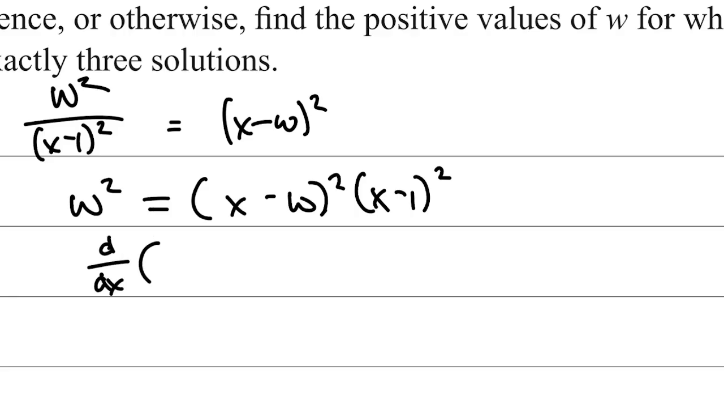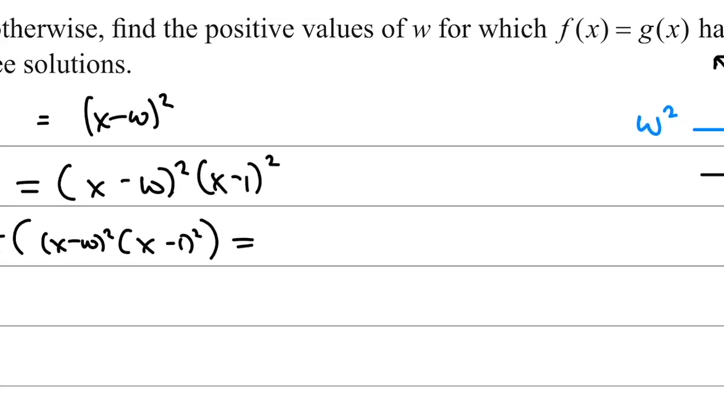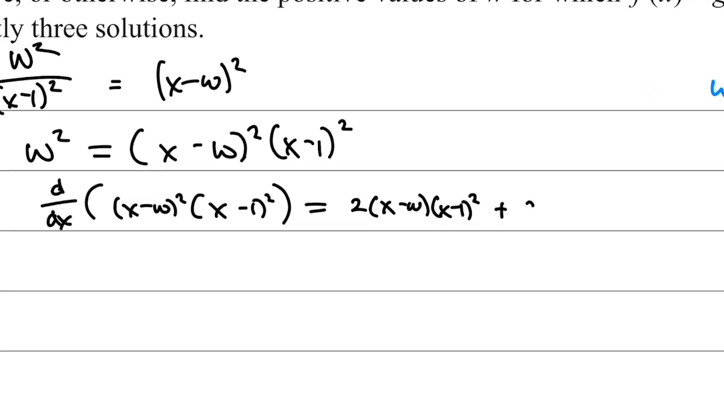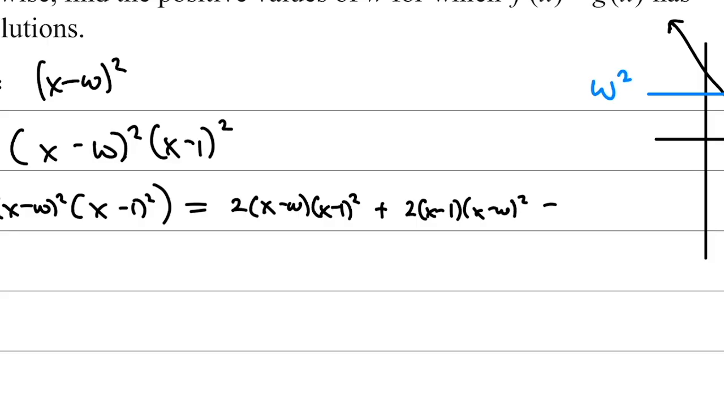So d/dx of (x − w)² (x − 1)² is going to equal, we should know how the product rule works. If not, refer back to the first question. So that's going to be 2(x − w)(x − 1)² plus 2(x − 1)(x − w)². And this thing's going to equal 0.